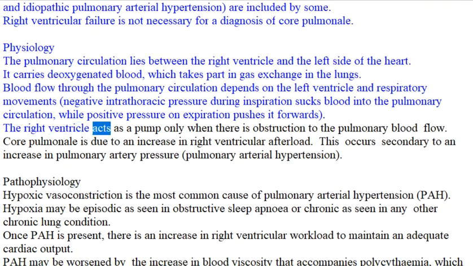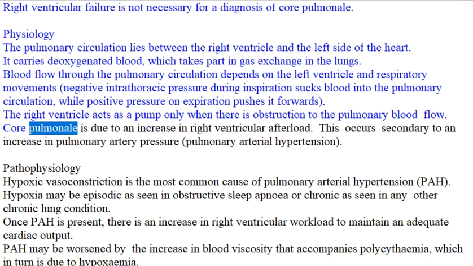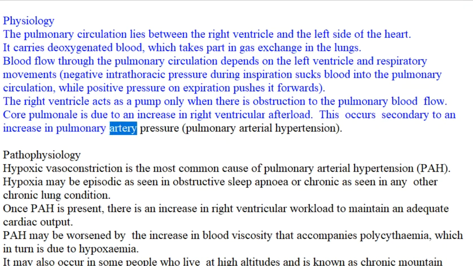The right ventricle acts as a pump only when there is obstruction to the pulmonary blood flow. Cor pulmonale is due to an increase in right ventricular afterload. This occurs secondary to an increase in pulmonary artery pressure, pulmonary arterial hypertension.